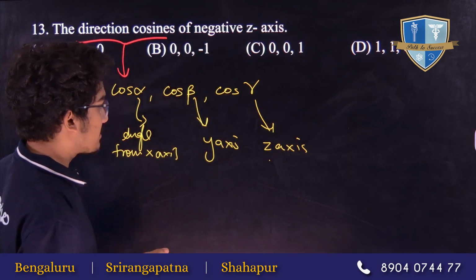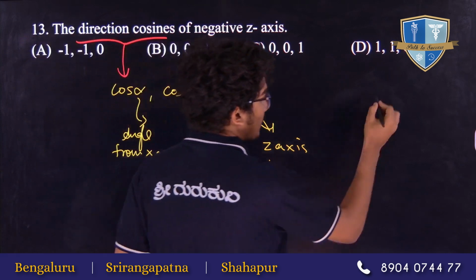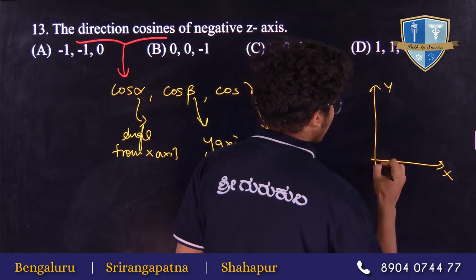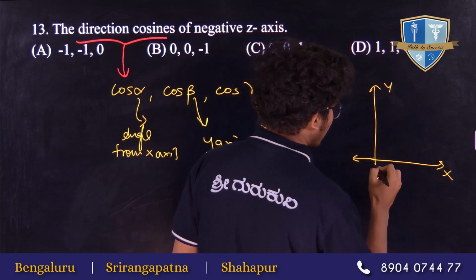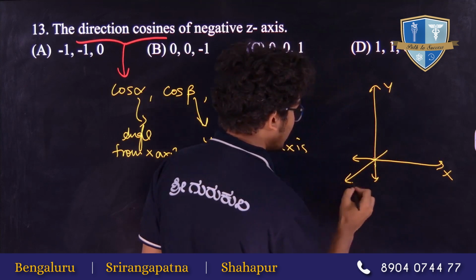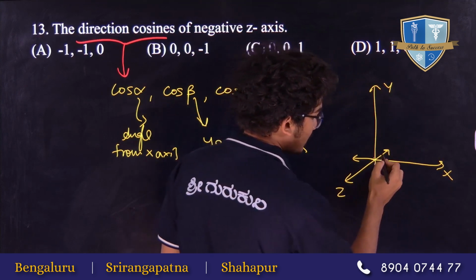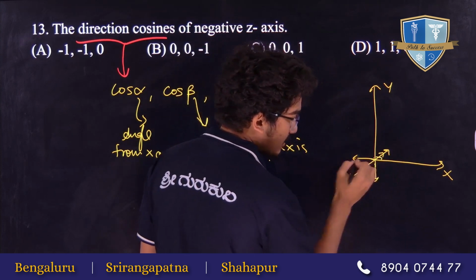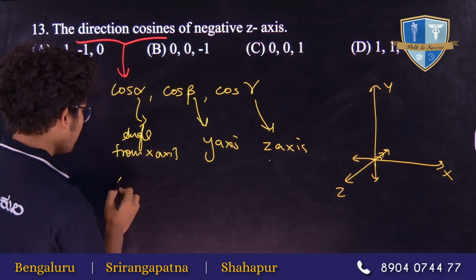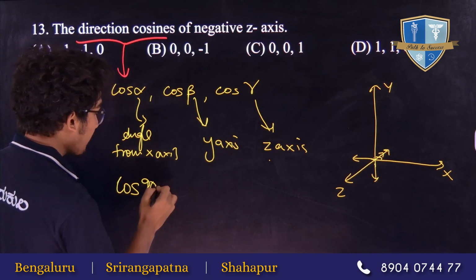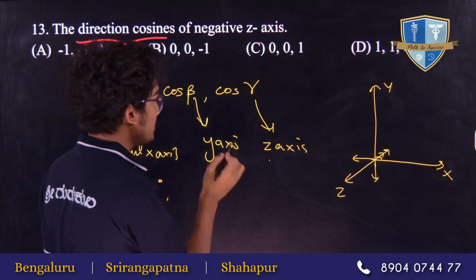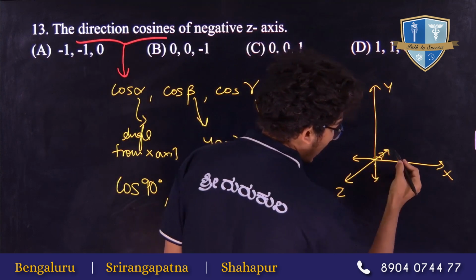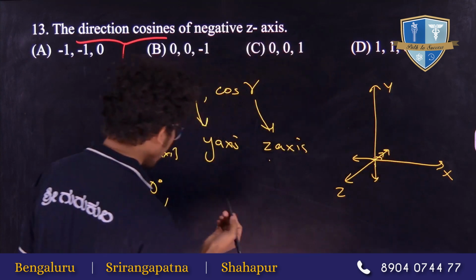So for the negative z-axis, see, if this is x, y, and this is z, correct? So this is a negative z, correct? So the angle between negative z and the x-axis is 90 degrees. So cos alpha means cos 90 degrees. Cos beta means beta is the angle with the y-axis. So this is the y-axis. So the angle between negative z and y will again be 90 degrees.